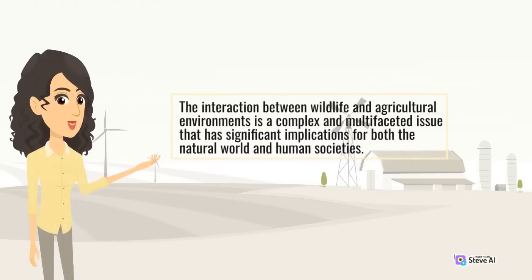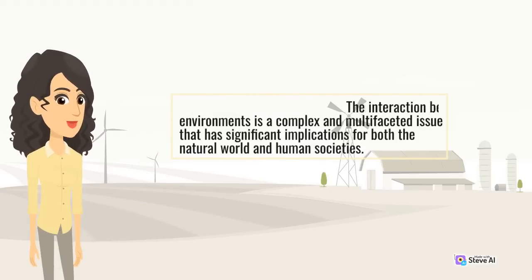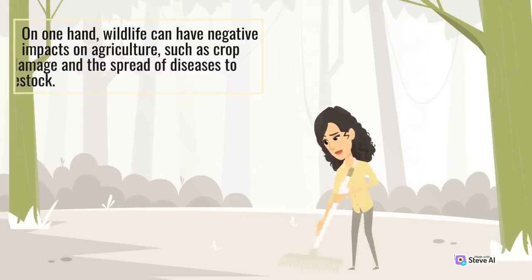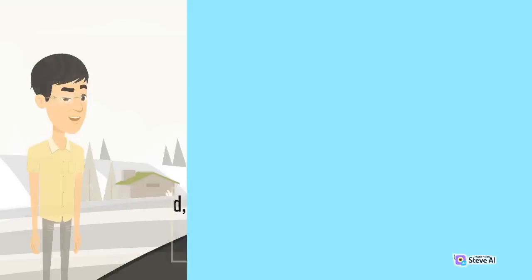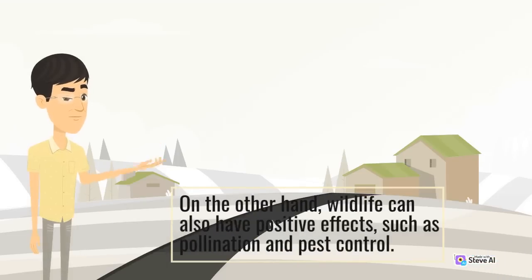The interaction between wildlife and agricultural environments is a complex and multifaceted issue that has significant implications for both the natural world and human societies. On one hand, wildlife can have negative impacts on agriculture, such as crop damage and the spread of diseases to livestock. On the other hand, wildlife can also have positive effects, such as pollination and pest control.